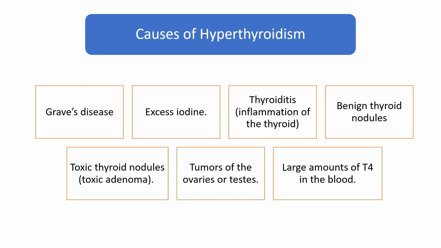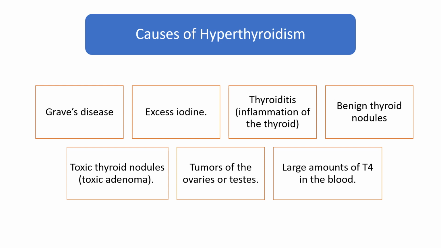Let's learn about the causes of hyperthyroidism. Most common one is Graves' disease. It is a hereditary one. Here the immune system creates a protein called thyroid stimulating immunoglobulin. It's an autoantibody which signals the thyroid to increase its production of hormones abnormally.